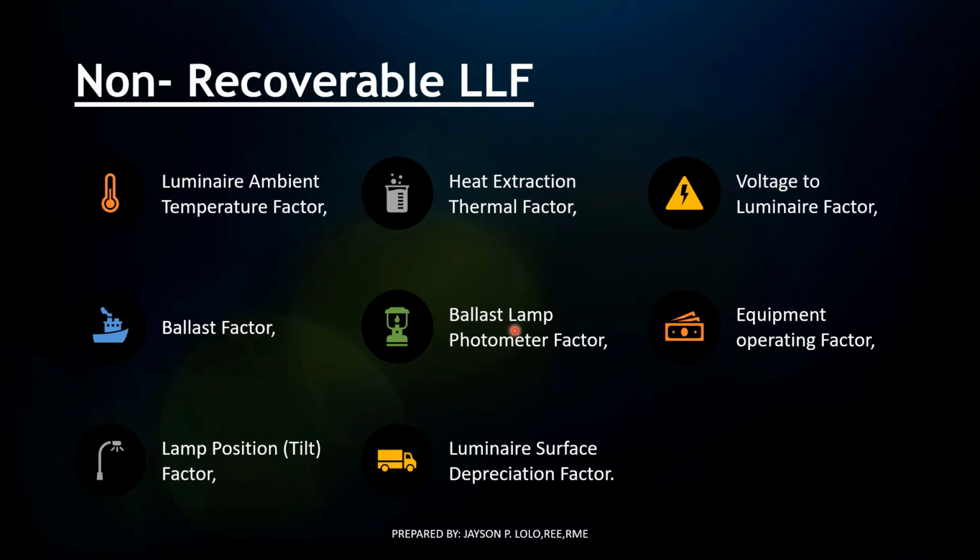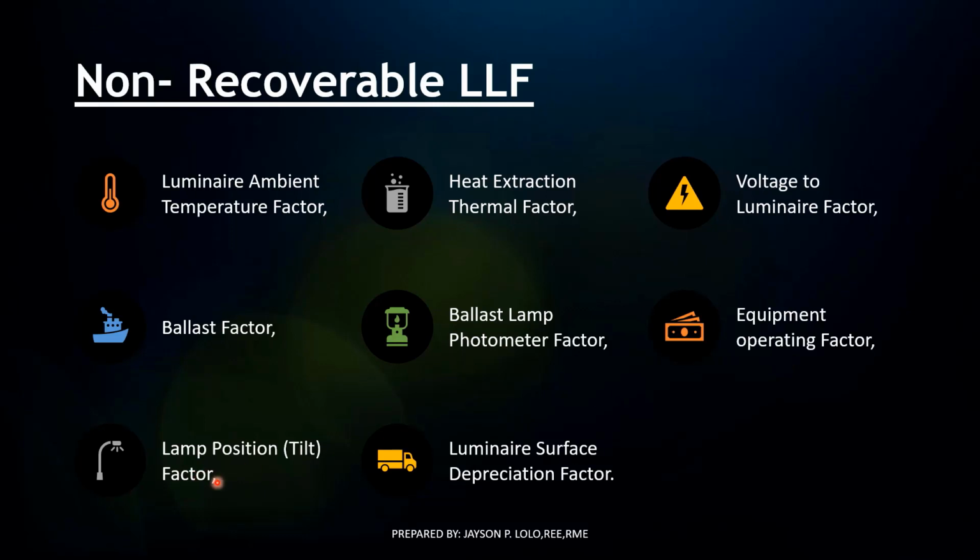Then ballast lamp, they are similar. Then coefficient of utilization. So equipment operating factor covers the effects on the lumen output of the lamp caused by the ballast, the lamp operating position, and the effect of power reflected from the luminaire.